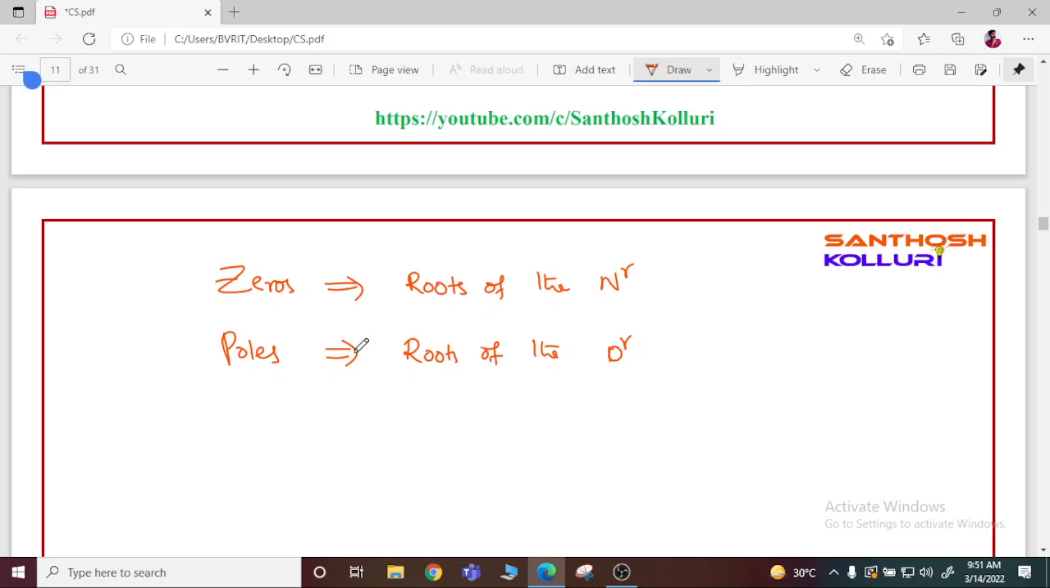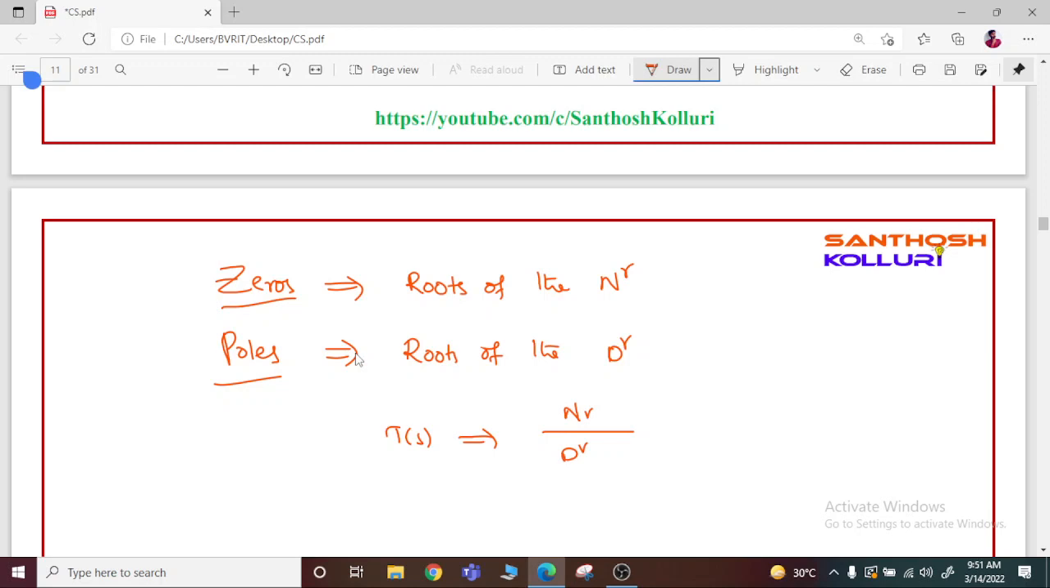When s takes the value of a zero, the transfer function will be 0, and when s takes the value of a pole, then the transfer function P(s) will be infinite. That's why the names are called zero and pole. So this is the transfer function having a numerator as well as a denominator.